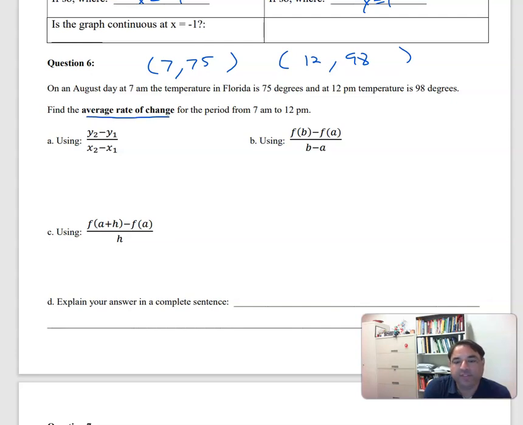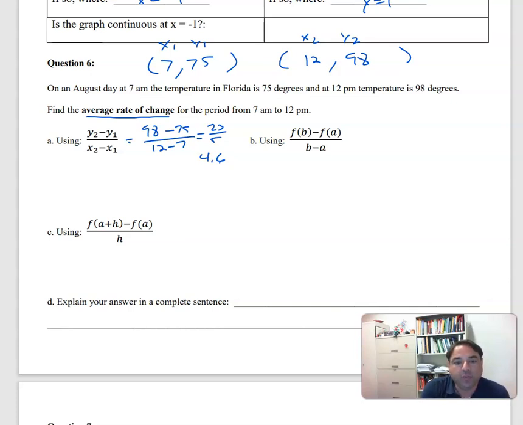So notice we have 3 different ways to find it. The first one, we're going to call this x1, y1, x2, y2. You're probably familiar with that slope formula. So we're going to do slope formula y2, 98 minus 75 over 12 minus 7. That's going to give us 23 over 5, which simplifies to, let's say, 4.6. Okay. Now, the other 2 methods are the same. So you get the same answer all 3 ways.